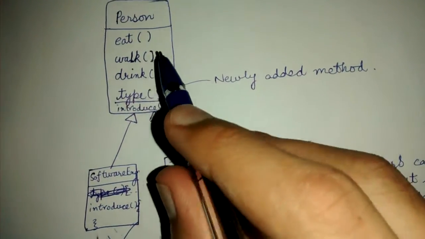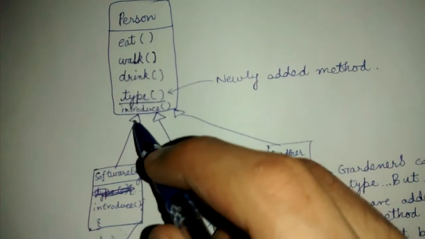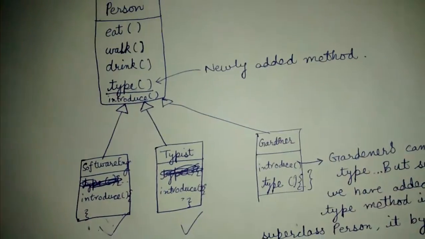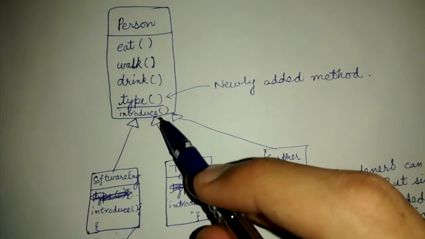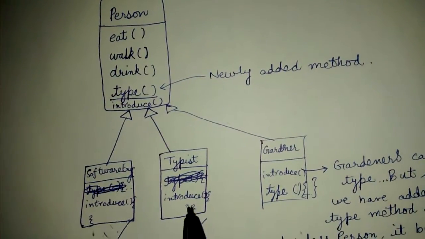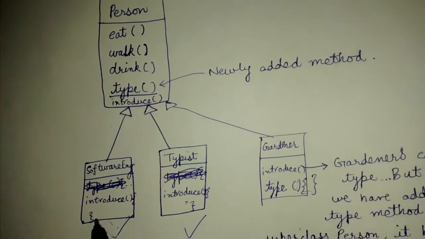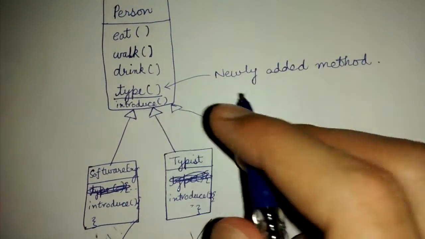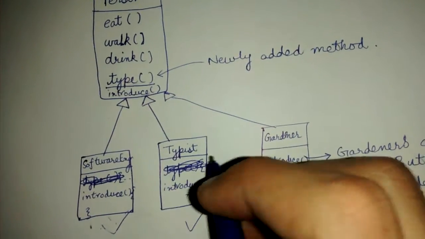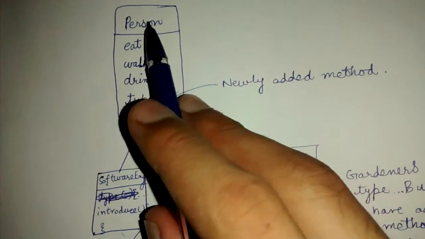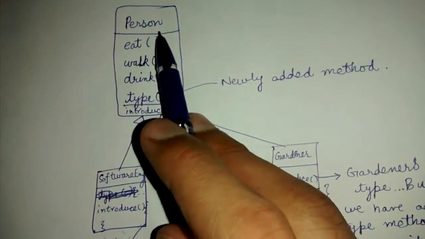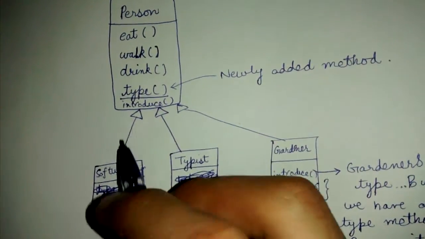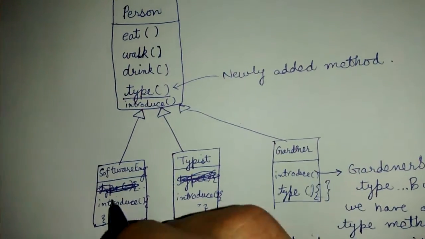So it's having some methods like eat, walk, drink and introduce. So introduce is an abstract method and each one of them is providing its own implementation. So now software engineer, typist and gardener are the three classes which are inheriting from this person class, all these methods.